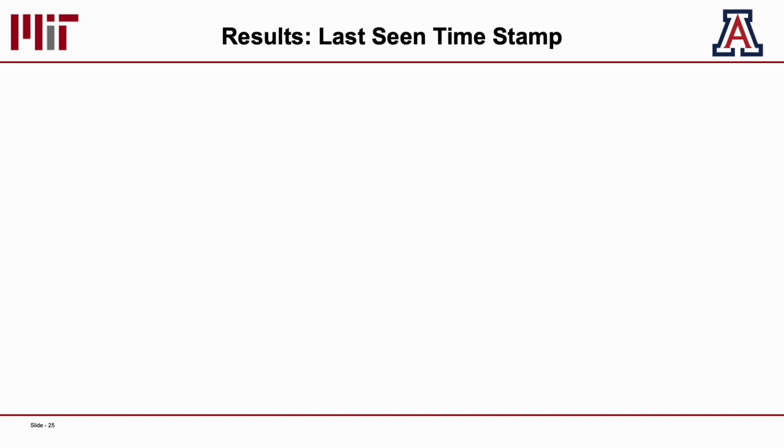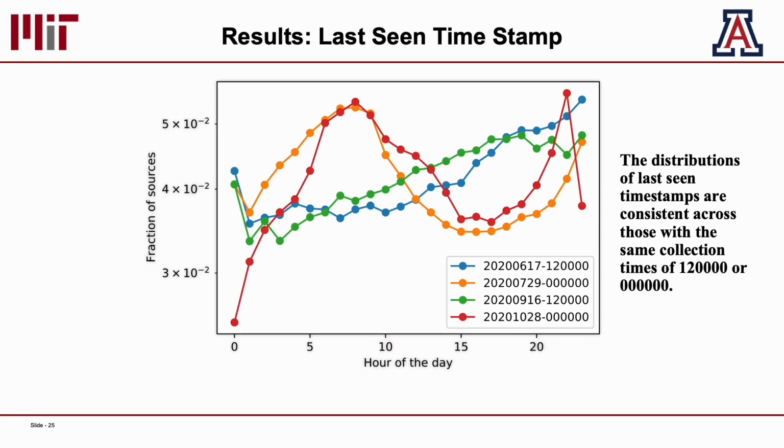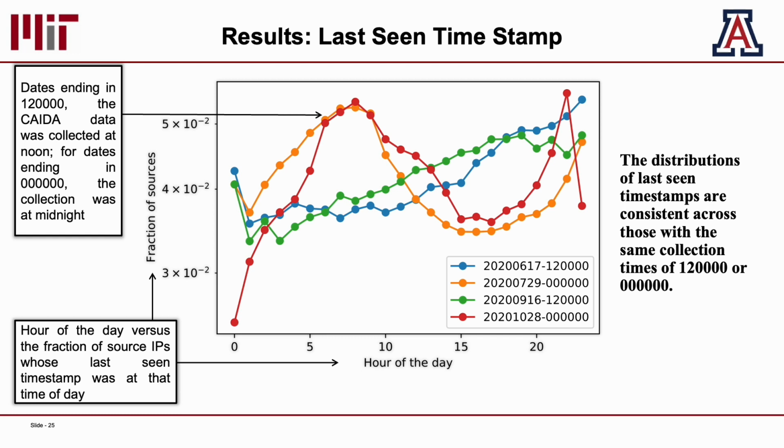For the lasting timestamp, we have the fraction sources versus the hours of the day. We can see how the last timestamp varied based on when it was collected. That is, the distribution is consistent across those with the same collection times. Midnight represented by red and orange, and noon represented by blue and green.